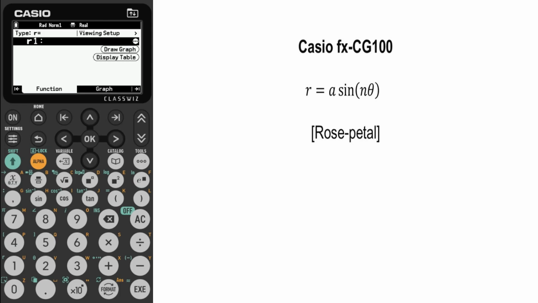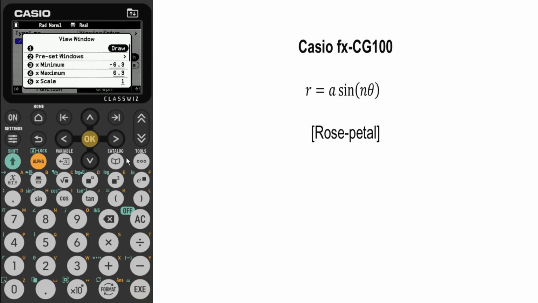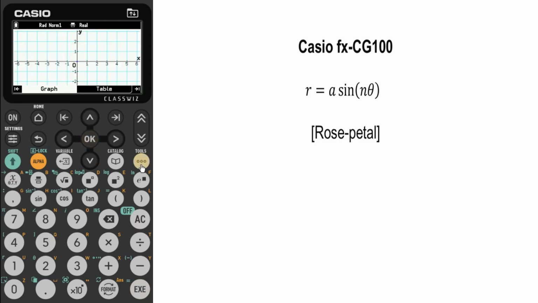Let's draw the curve r equals a sin n theta. Let's input this into our calculator. We have r equals a sin n theta. Let's draw this graph. If I press the tools key and the fourth option for modify, we can vary a and n. You can see when I increase a, so far nothing is happening, and that's because we've got the sine of 0.